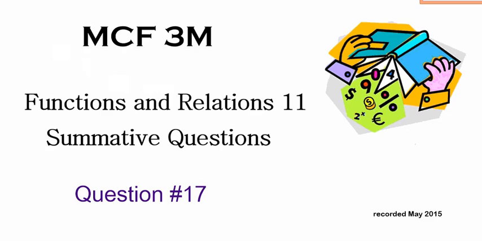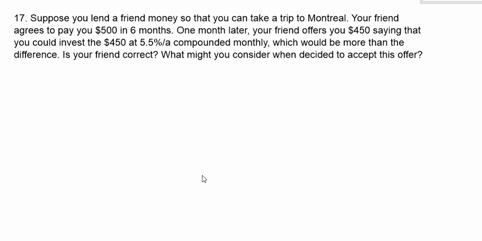This video is for grade 11 students in functions and relations who are working on the year-end summative, and it's question number 17. Suppose you lend a friend money so that you can take a trip to Montreal. Your friend agrees to pay you $500 in 6 months. 1 month later, your friend offers you $450, saying that you could invest the $450 at 5.5% per year, compounded monthly, which would be more than the difference. Is your friend correct? What might you consider when deciding to accept this offer?